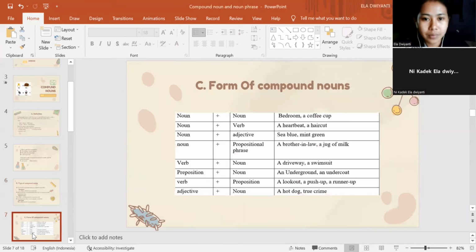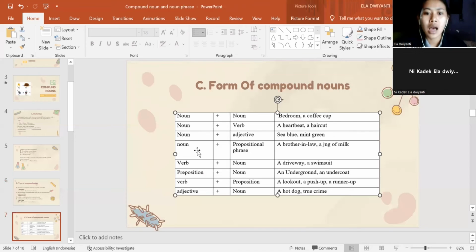The next slide. Forms of compound nouns. There are parts of speech that make up a compound noun. You can see this picture. Noun plus noun. For example, bedroom, a coffee cup. Noun plus verb, a heartbeat, a haircut. Noun plus adjective, the blues, mean green.